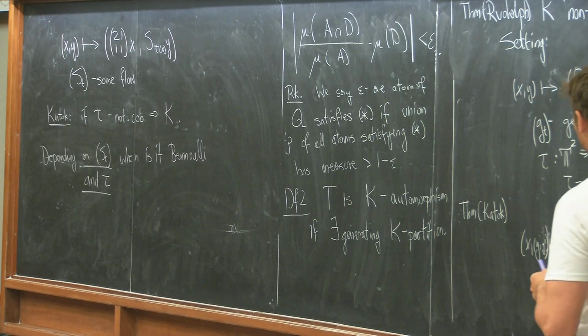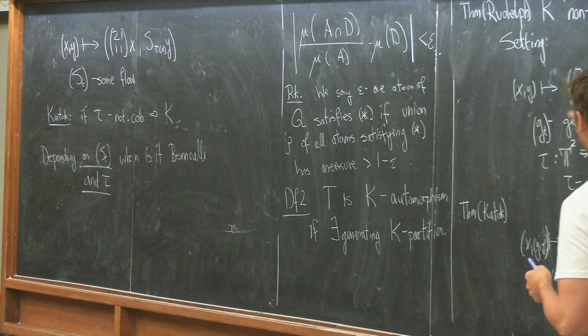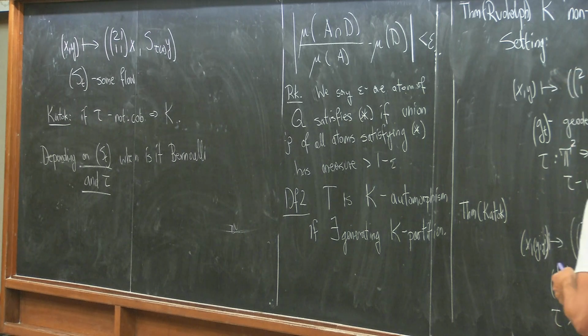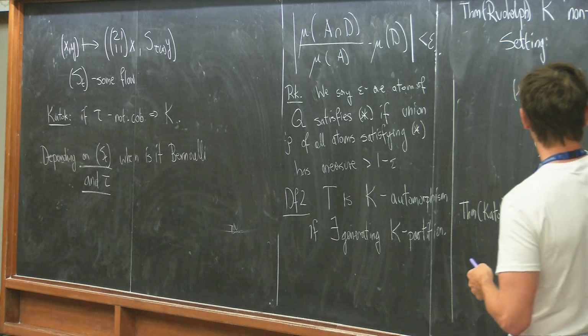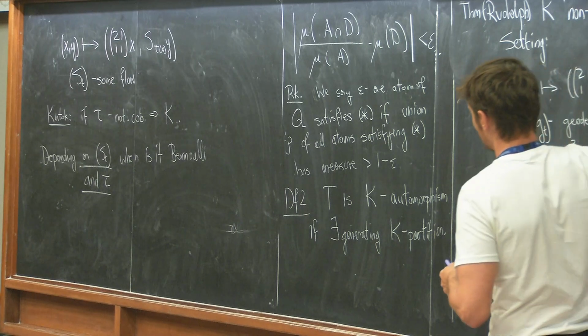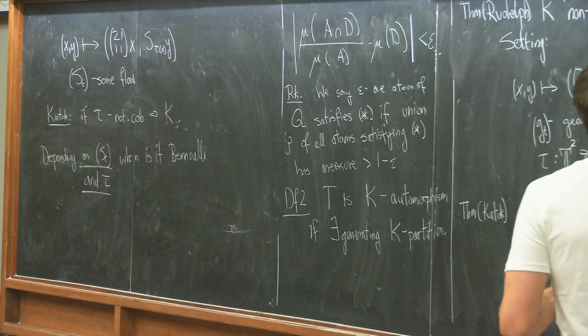So for example, if S_T is the geodesic flow and tau has mean zero, then it's not Bernoulli. On the other hand, if this is a geodesic flow and tau is positive or has positive mean, then it will be Bernoulli. That's maybe an exercise.